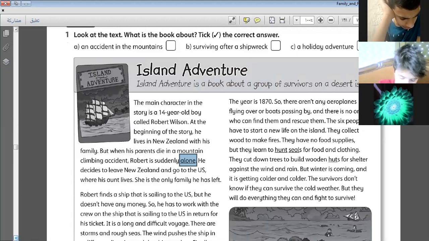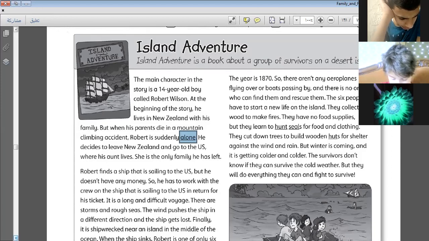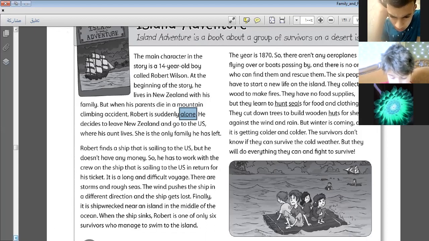So he decides to leave New Zealand and go to the US, where his aunt lives. She is the only family he has left. This is for paragraph 1. Now paragraph 2. Robert finds a ship that is sailing to the US.